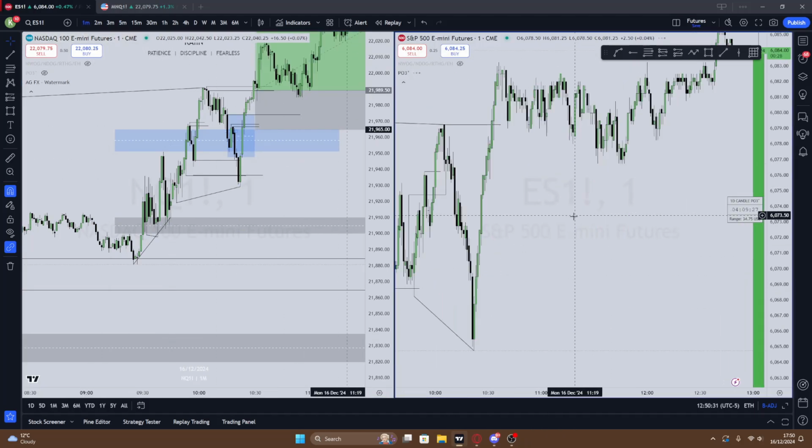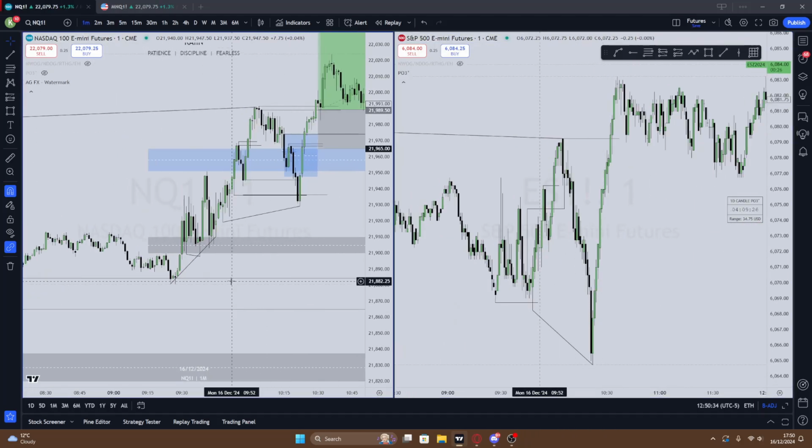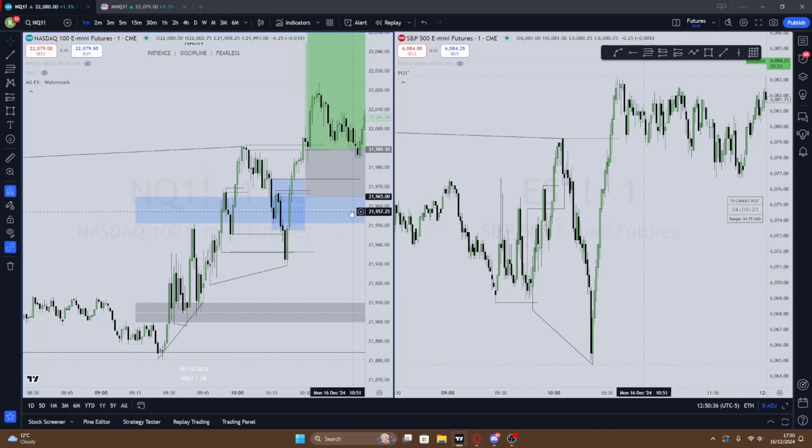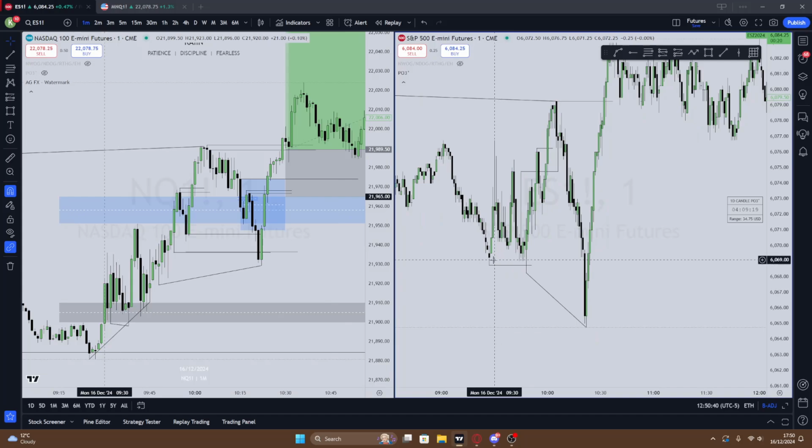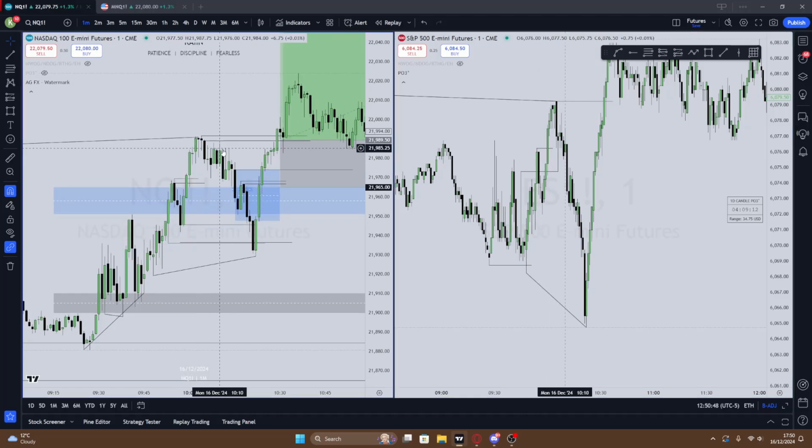And why didn't I go for a short? Well, first of all, we had no real entry. It didn't really look very good, so there wasn't really a plus setup for me to go short.